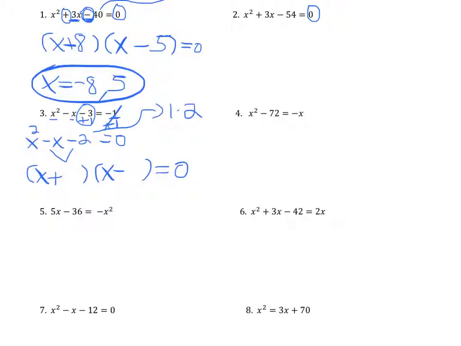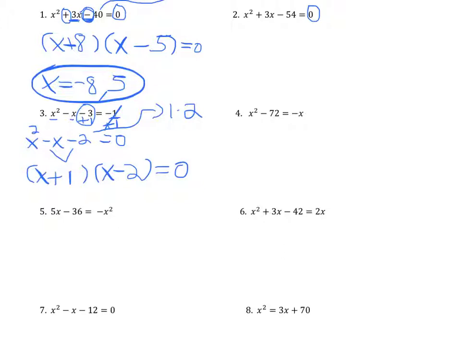So this shouldn't be that hard of a problem. Now since this is a negative, that means the bigger factor has to be with the negative. And I know if I subtract these, 2 minus 1 is 1, and that's the coefficient there, 1 or negative 1. 2's the bigger one. Since this is a negative, 2's going to go right here, and the 1's going to go right here. So it's going to be x plus 1, x minus 2.